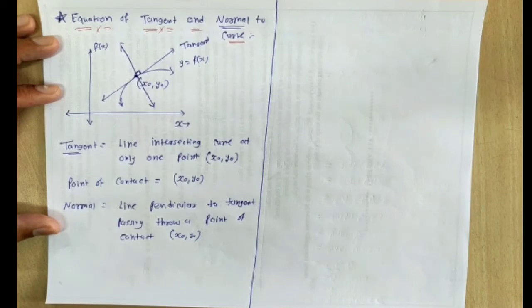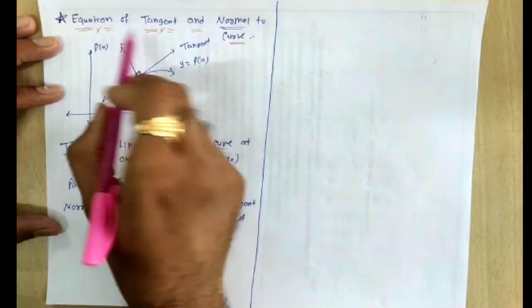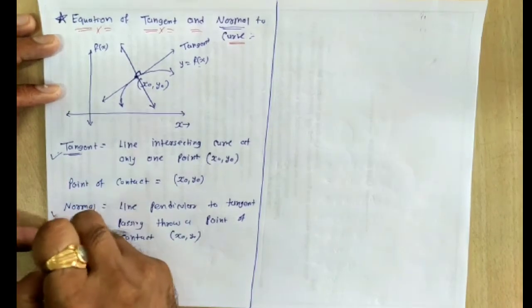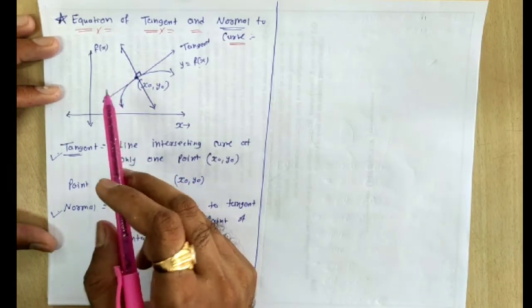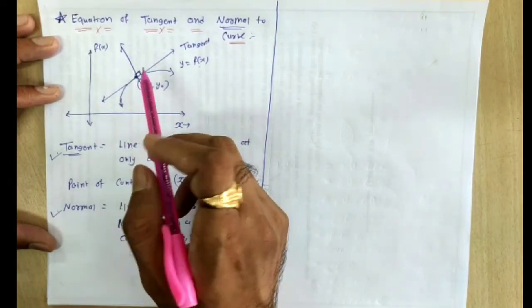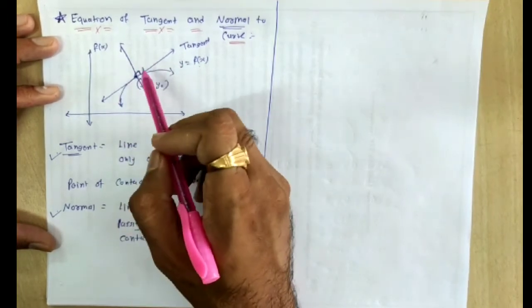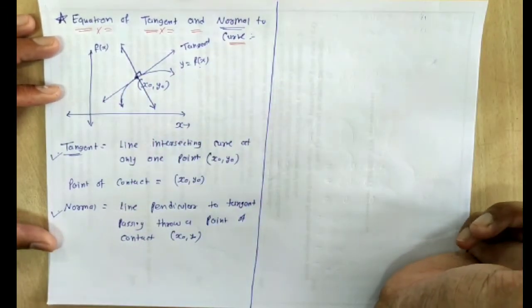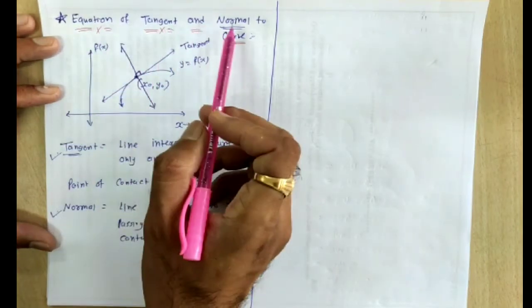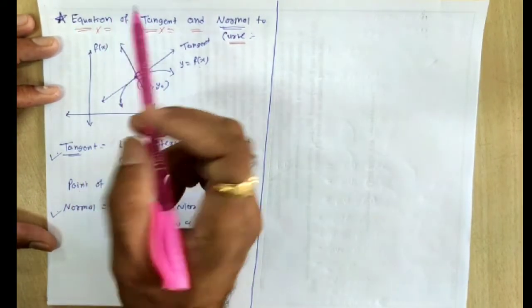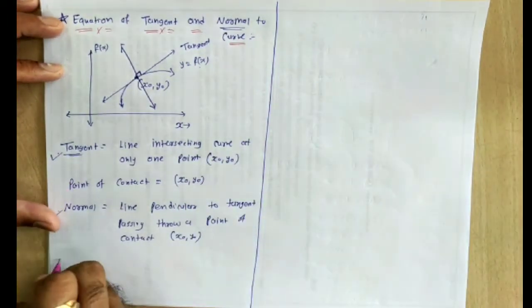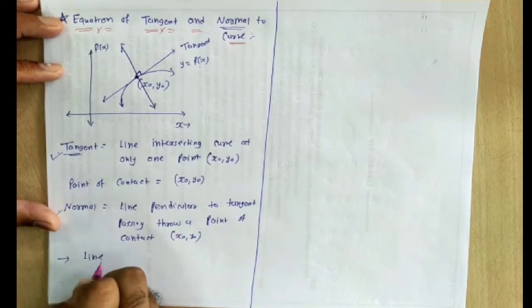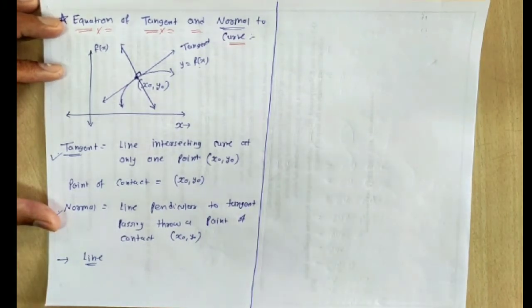Clear? So we have to discuss the equations of this tangent and this normal. Here it is clearly seen that our tangent and normal are nothing but straight lines. Yes, this is the tangent which is a straight line. This normal is again a straight line. That means to find the equation of tangent and normal is nothing but to find the equations of some lines. Clear? So for this exercise, we have to consider the equation of lines. So we have to revise that equation of line.